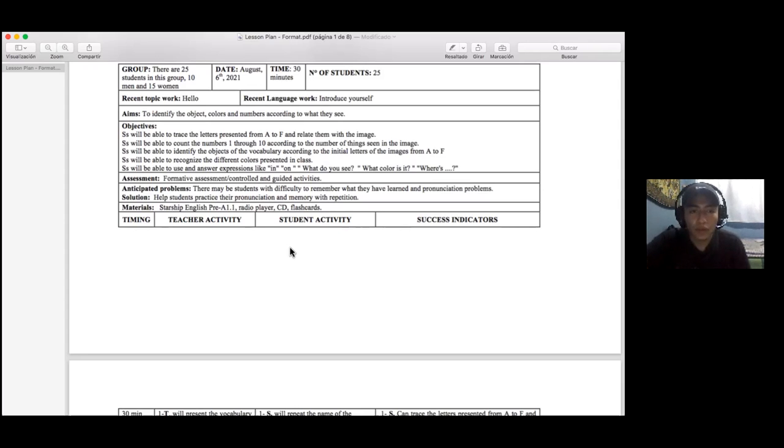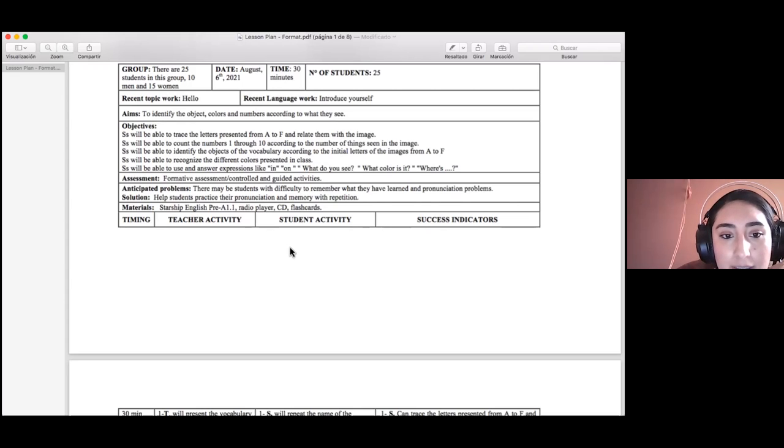Fourth, students will be able to recognize the different colors presented in class. And the last one, students will be able to use and answer expressions like in, on, what do you see, what color is it, and where's. Then we have assessment: formative assessment, control, and guided activities. Anticipated problems: there may be students with difficulty to remember what they have learned and pronunciation problems. The solution is to help students practice their pronunciation and memory with repetition.